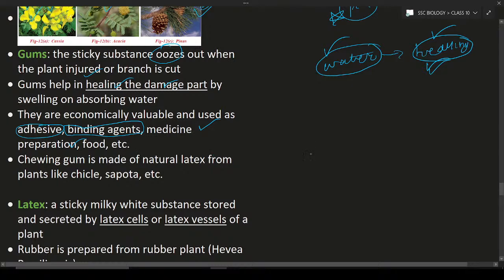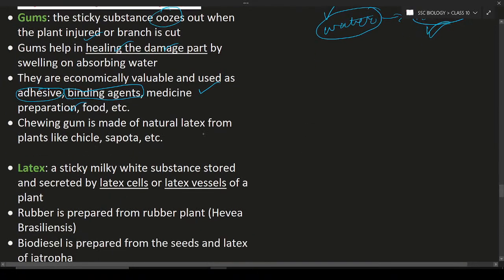Okay, so chewing gum is made from natural latex. Nowadays we are using bubble gums. Here the latex is a rubbery material. This was used in the olden days also. So the chewing gum is made from the natural latex, from plants like chicle, sapota, etc.